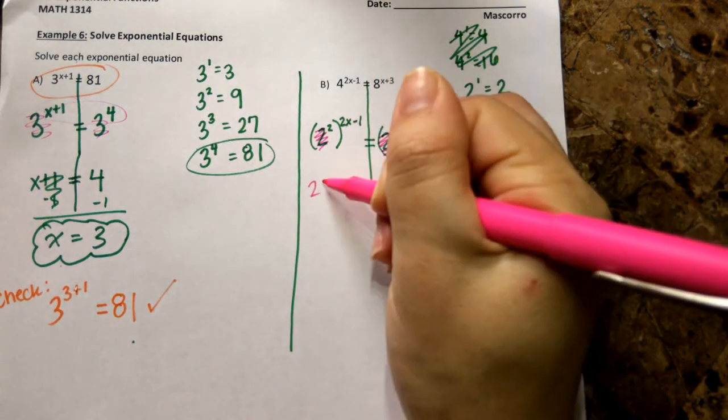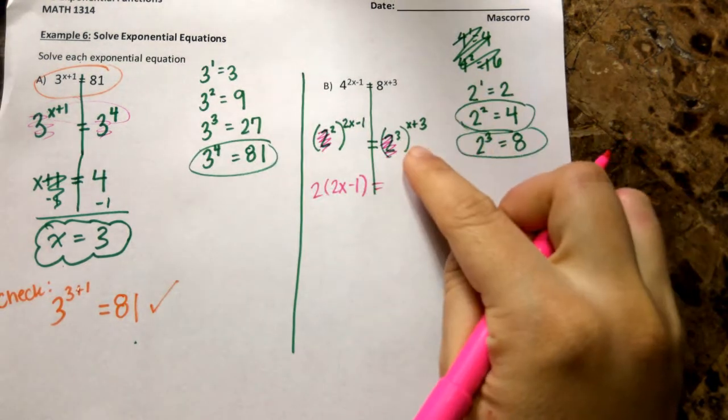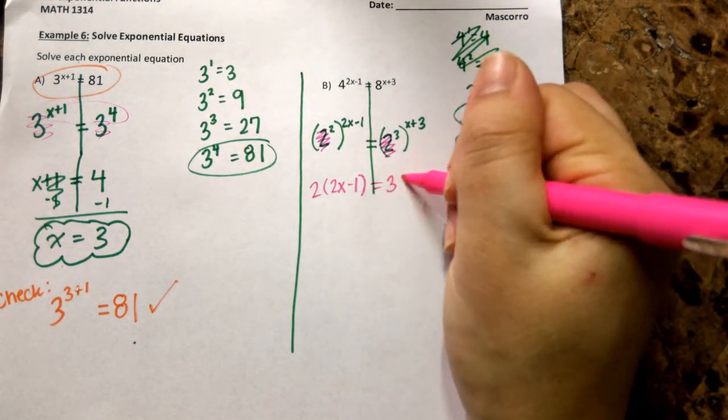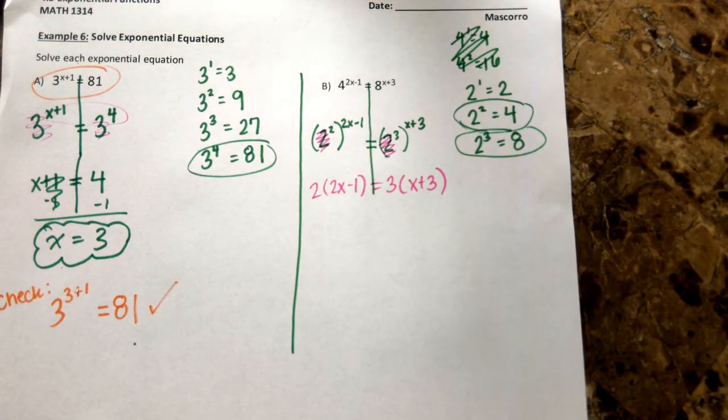And then I still have this 2x minus 1. And then on the right-hand side, I have this power of 3. And I also have this x plus 3 that's in the exponents section as well. And now we're left with just a linear function or linear equation that we can easily solve by distributing and solving for x. So let's go ahead and do that.